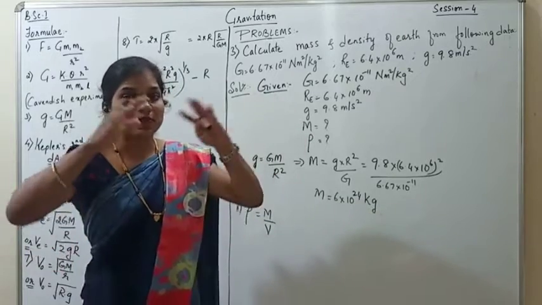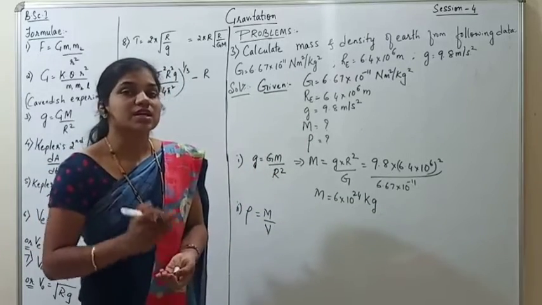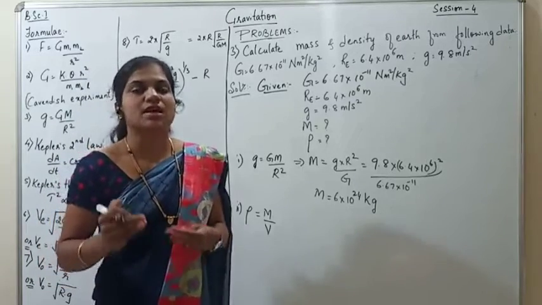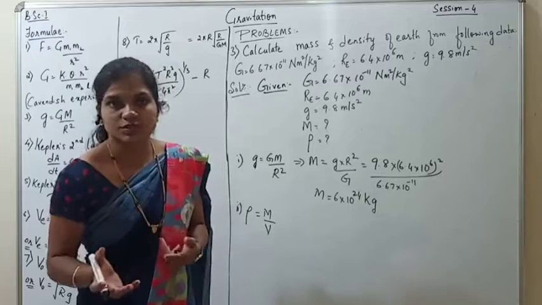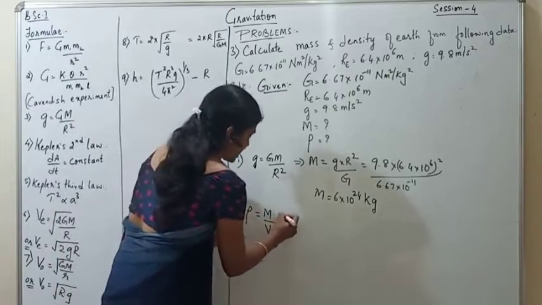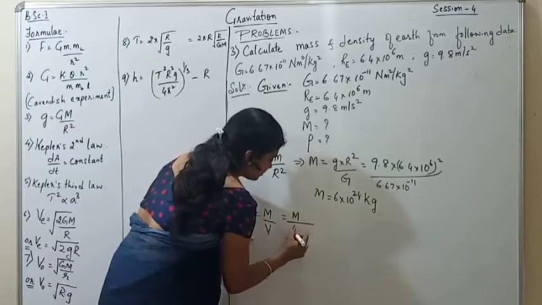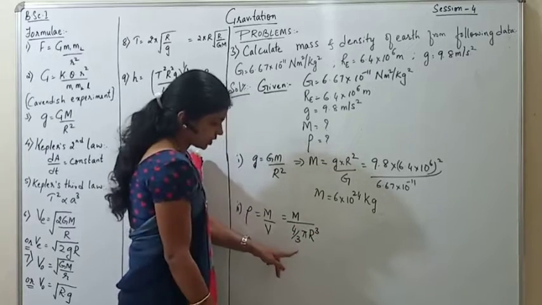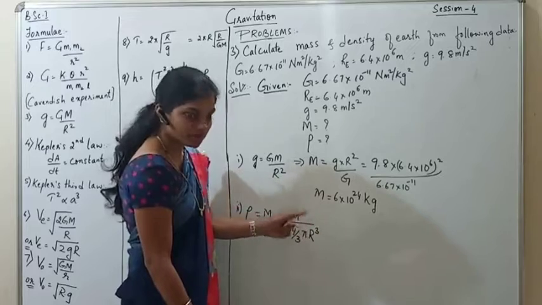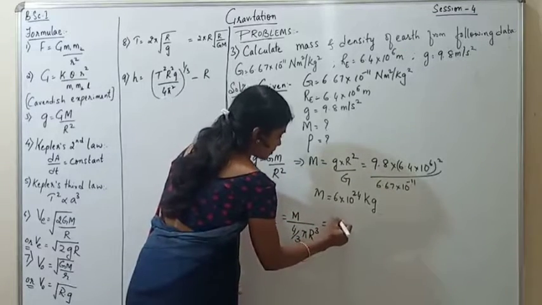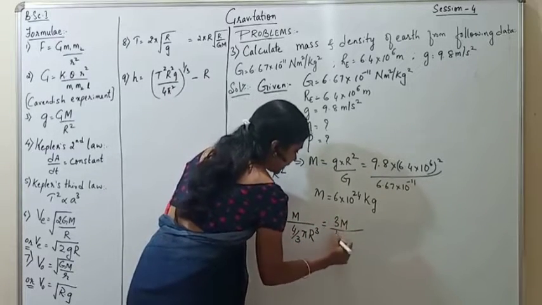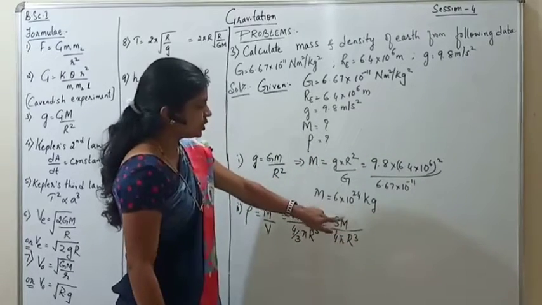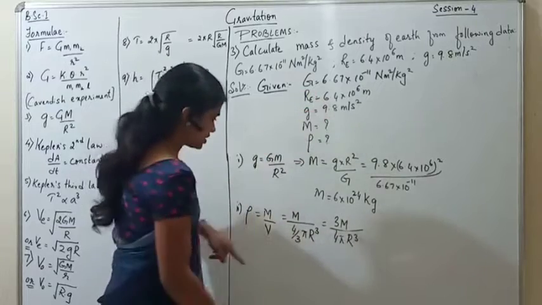Since the earth is spherical in shape, we write the volume of the earth to be equal to 4/3 pi r cube, the volume of the sphere. So we write it here as m divided by 4/3 pi r cube. This 3 goes on top since it's in the denominator. So we have 3m by 4 pi r cube. The m value we know, the r value we know, so substitute.